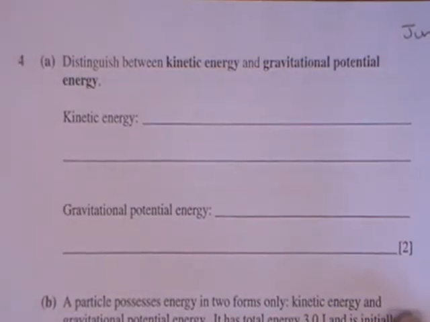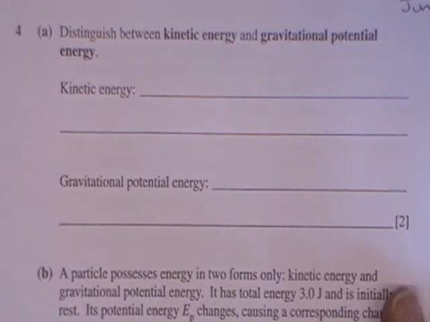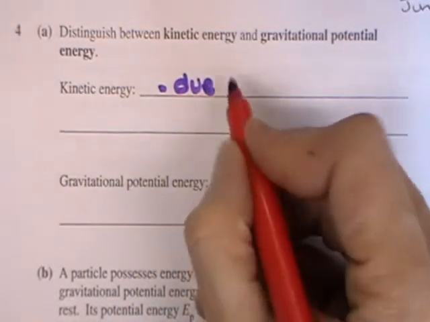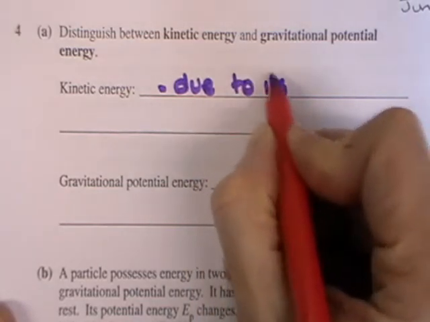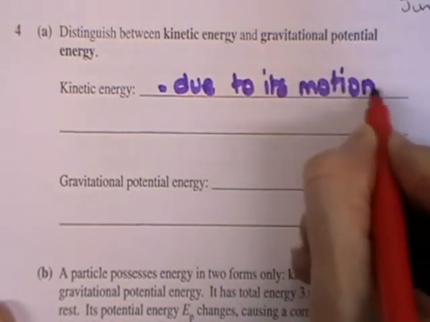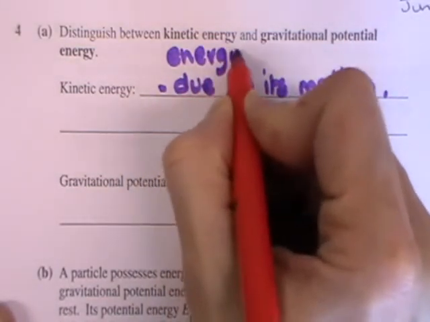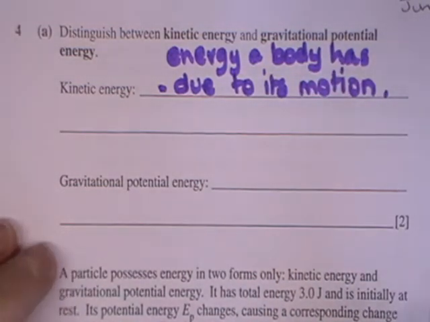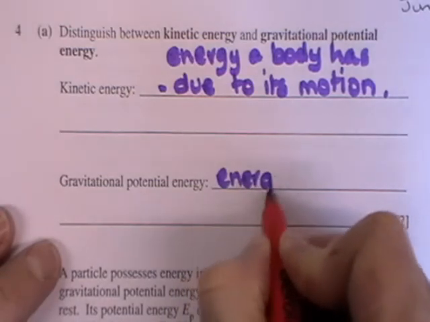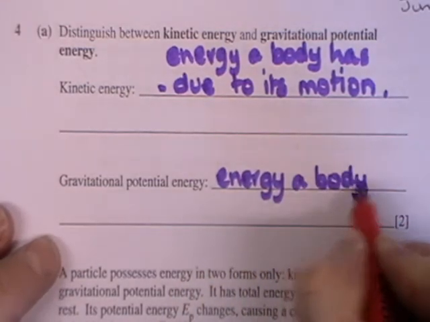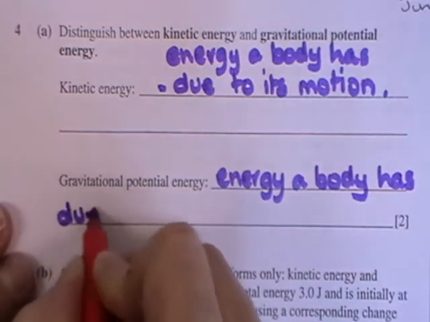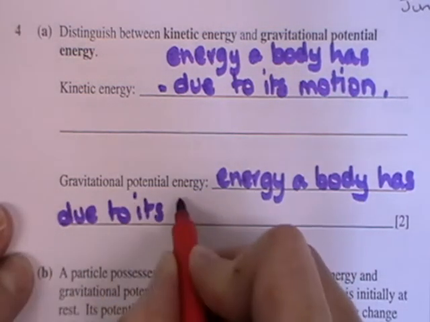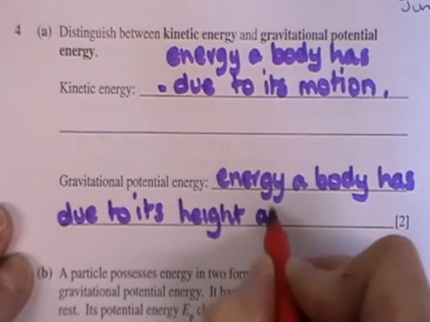This is June 2006 question 4. Distinguish between kinetic energy and gravitational potential energy. So kinetic energy is energy a body has due to its motion. Energy a body has due to its motion, and then gravitational potential energy is energy a body has due to its height above the Earth's surface.